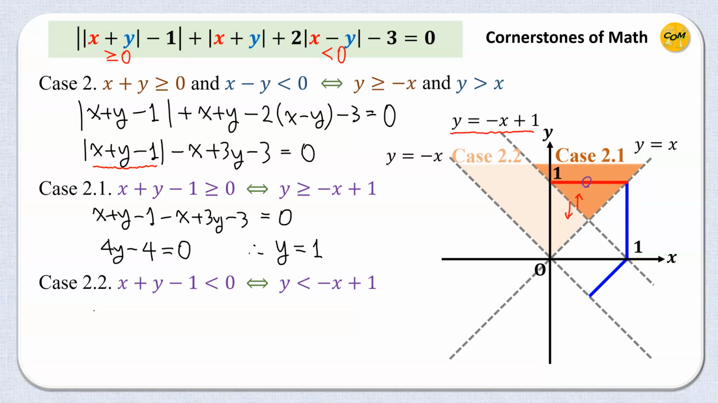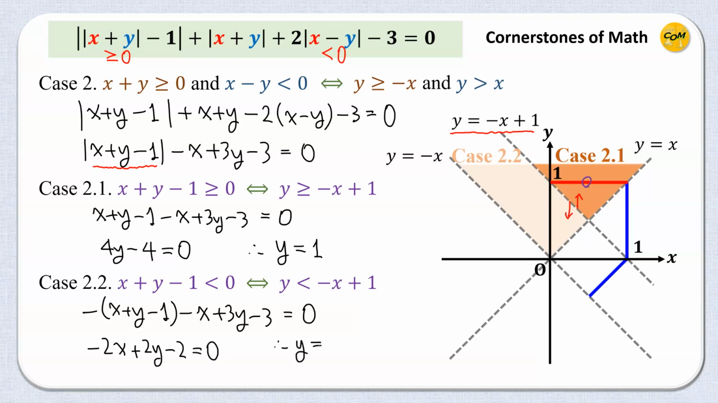And for case 2.2, we have minus x plus y minus 1 minus x plus 3y minus 3 equals 0. So minus 2x plus 2y minus 2 equals 0, which gives y equals x plus 1. So we have the graph of y equals x plus 1 here.